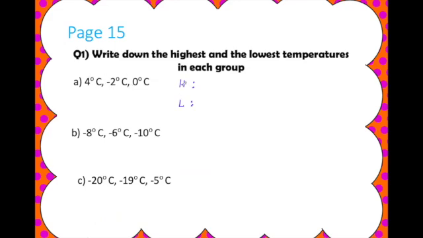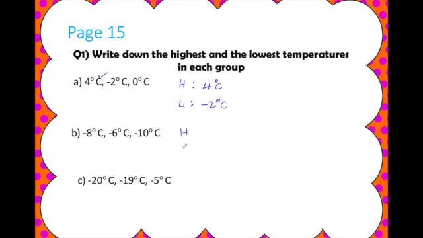Here, the highest temperature will be the highest value: 0, negative 2, 4. 4 is the highest value, so 4 degrees Celsius. And negative 2 is smaller than 0, so negative 2 will be the lowest temperature.